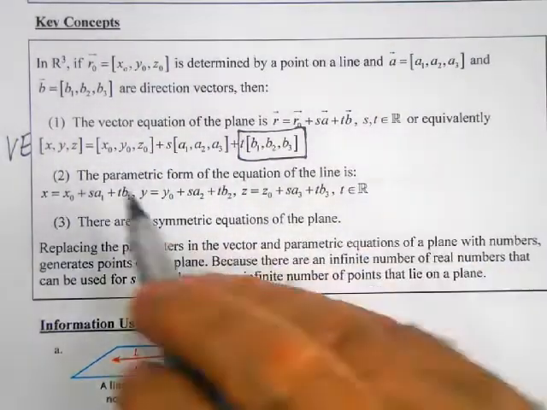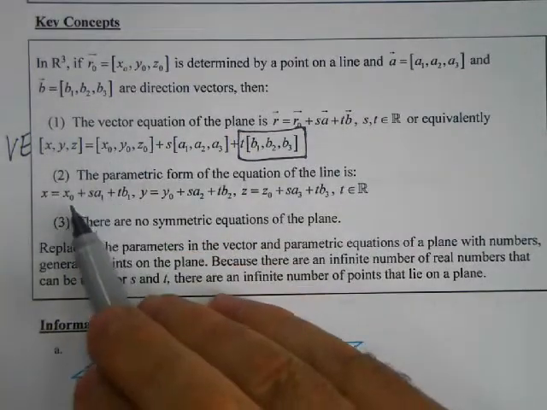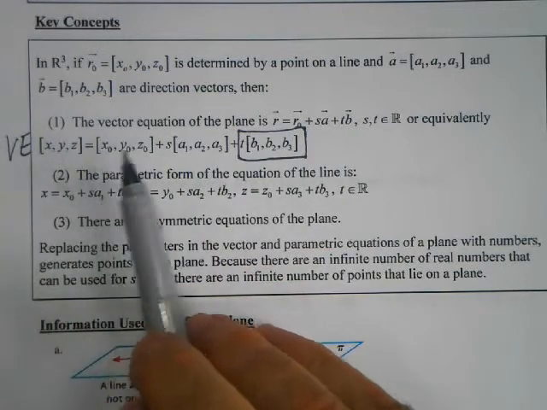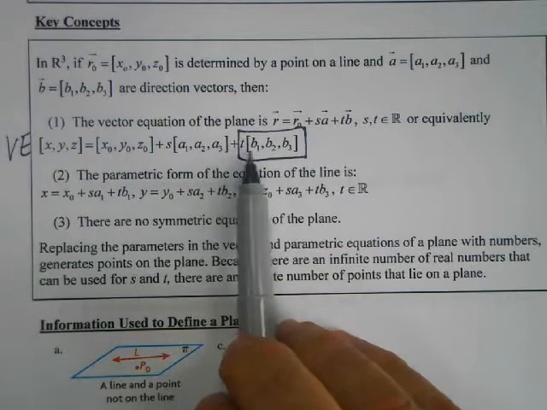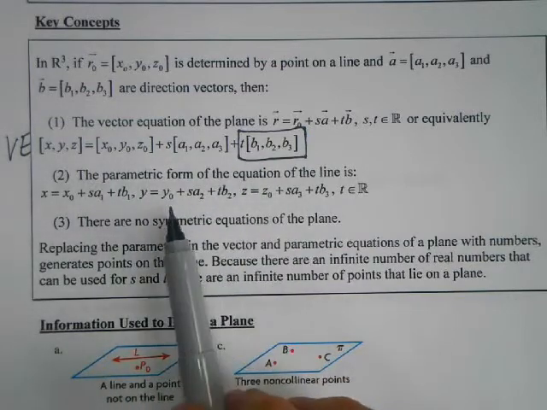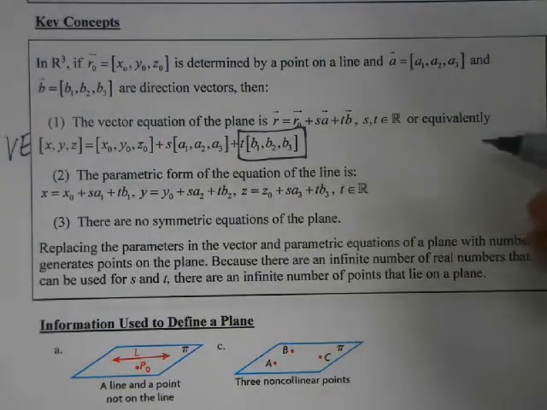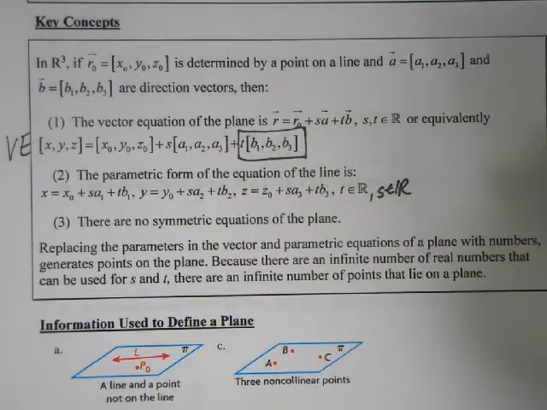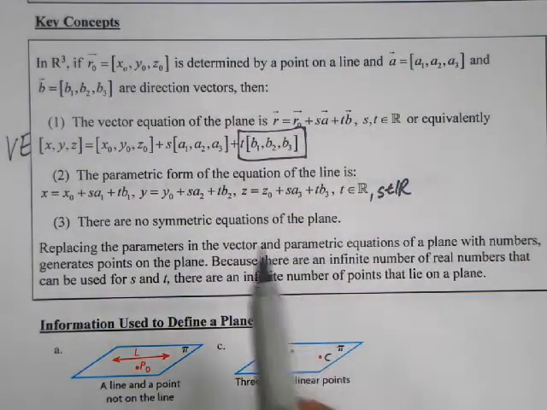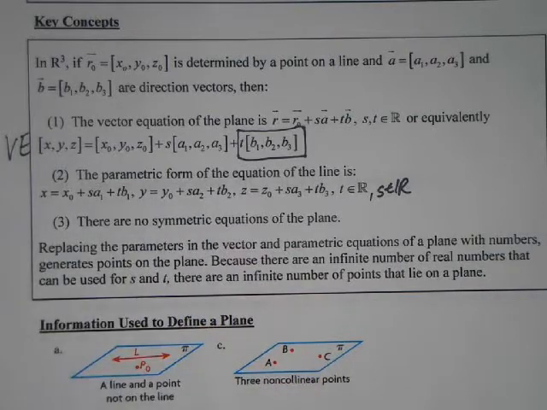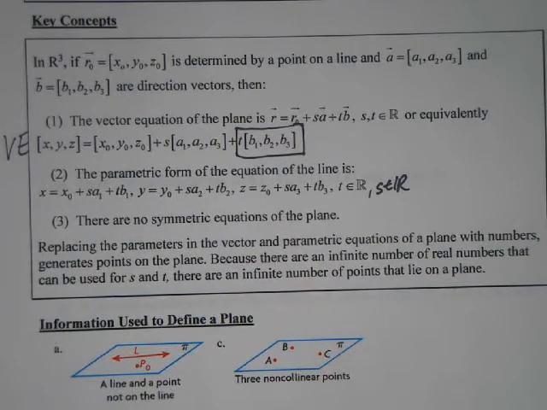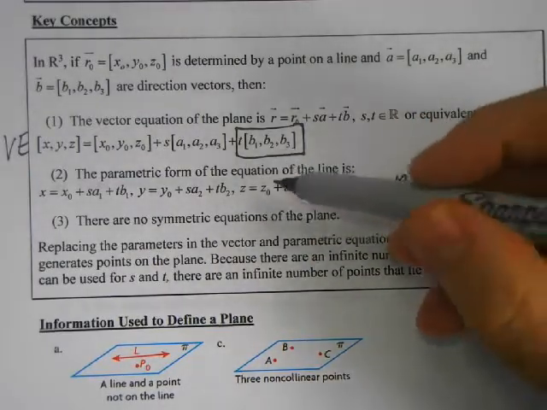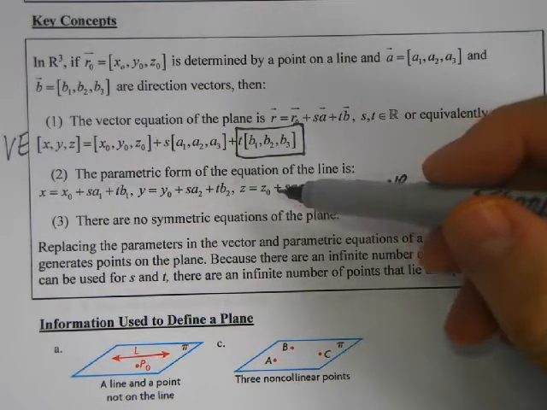And then if we break these down into the x, y, and z components, we can get our parametric equations. For example, x is equal to x naught plus sA1 plus tB1, and similar thing for y and z. I think I forgot this should also be t as an element of R, both s and t. Okay, and the interesting thing here is there's no symmetric equations for a plane, so that might be good news for you. But basically, since now we've got two variables or two scalars s and t, it's going to be very hard to set.